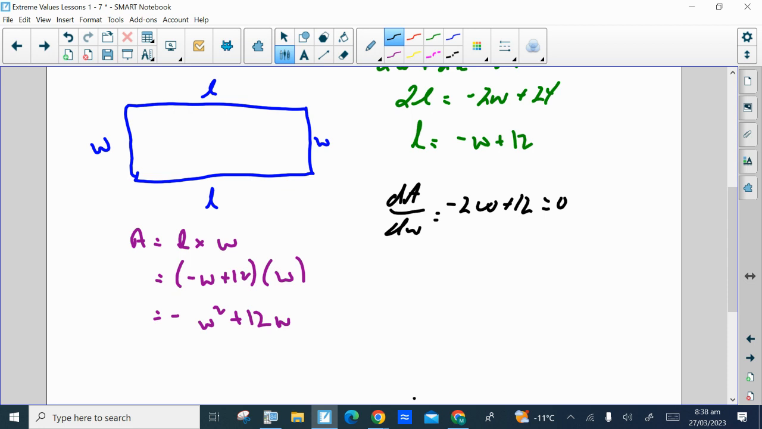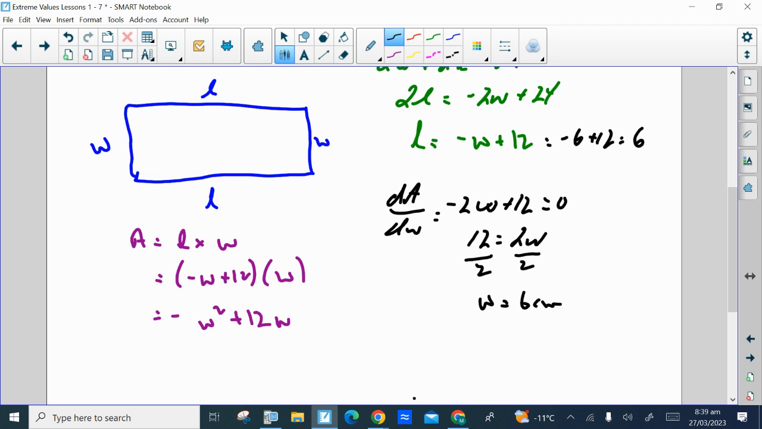So the critical number will be when that equals 0, or when W equals 6 centimeters. And the length is negative W plus 12, negative 6 plus 12. So it turns out in this case that the area is maximized when it's actually a square. A square is what will give us a maximum area in this case.